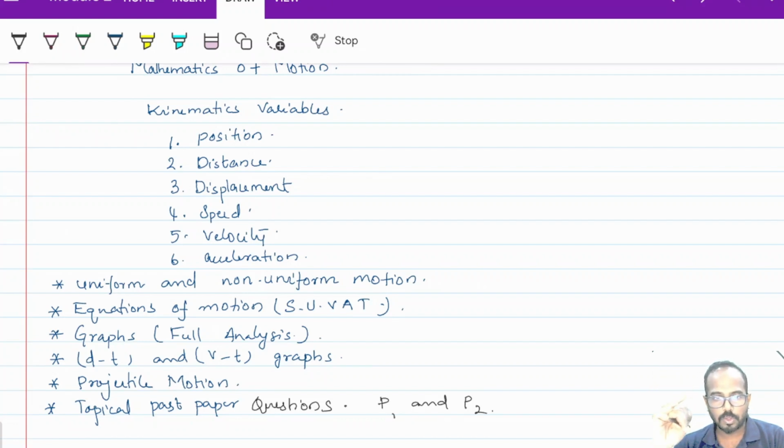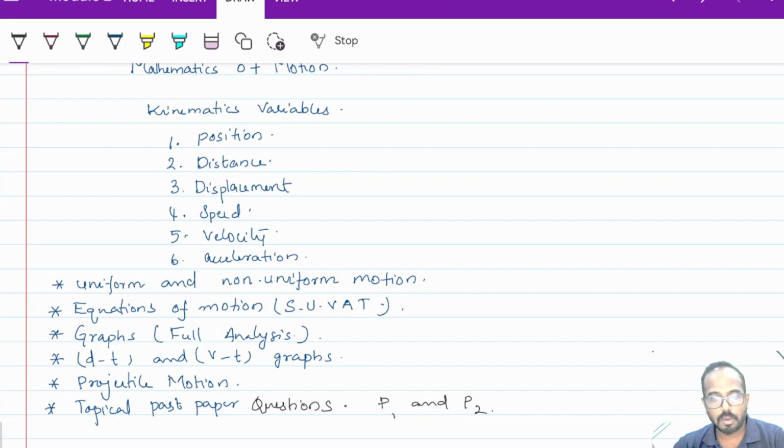Then uniform motion and non-uniform motion. What is the difference? Then equations of motion. How, when, and which equation should be applied in a given question? How to identify that? Then we will study how to interpret graphs. Generally, what information you can extract from a given graph. Then we will apply those to study the displacement-time graph and velocity-time graph.